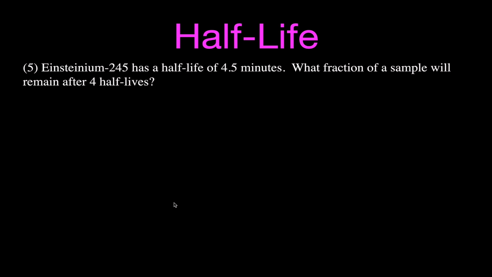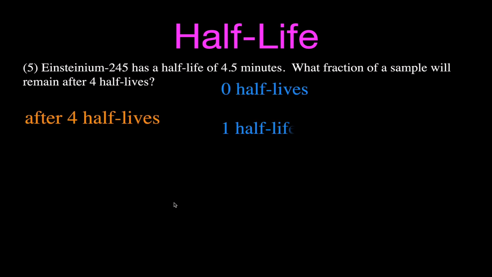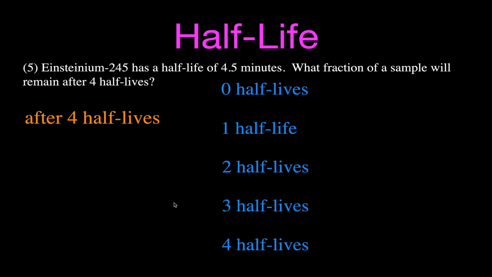Okay, number 5. We have a sample of Einsteinium. It has a half-life of 4.5 minutes, and we want to know what fraction will remain after 4 half-lives. Now, it doesn't say how many grams or how many of them, it just says what fraction. So we know after 4 half-lives, we could just write down like that, 0 half-lives, 1 half-life, 2, 3, 4. And we know that at the beginning, we have 100%, which we can write as 1 over 1 as a fraction. Then we have the original time, which is 0 minutes.